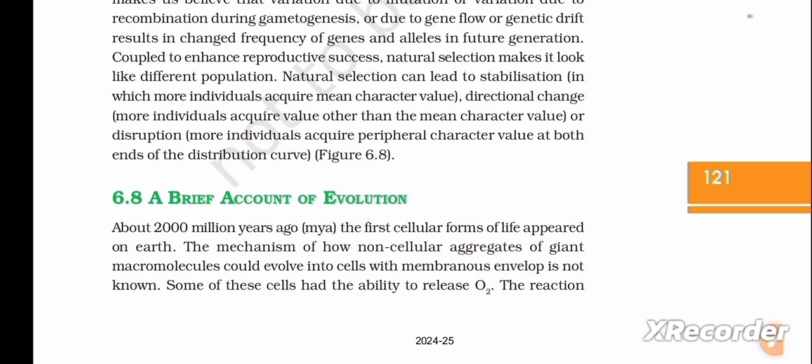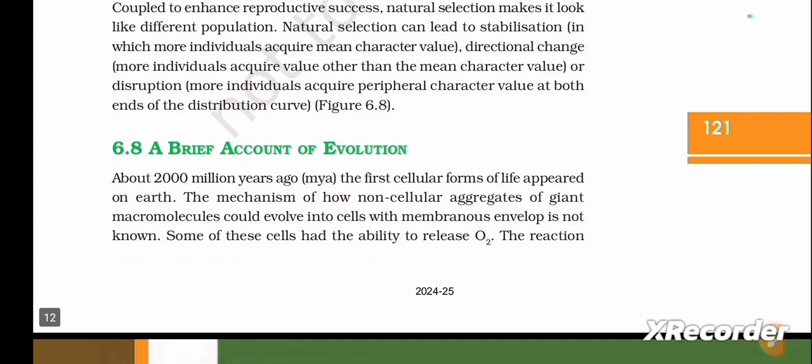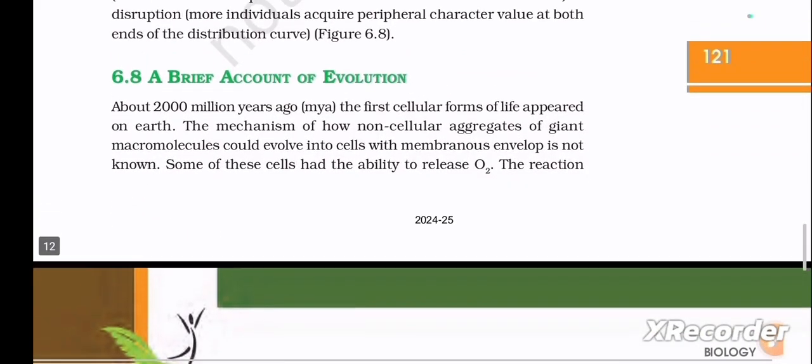Coupled with enhanced reproductive success, natural selection makes it look like a different population. Natural selection can lead to stabilisation, in which more individuals acquire the mean character value; directional change, in which more individuals acquire a value other than the mean character value; or disruption, in which more individuals acquire peripheral character values at both ends of the distribution curve. Figure 6.8. Next is a brief account of evolution.